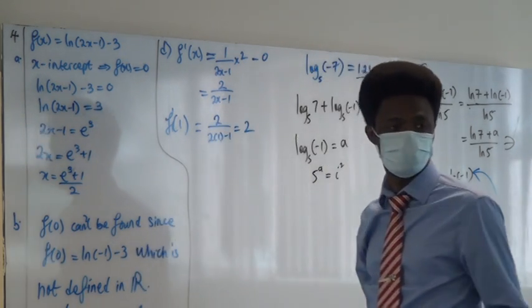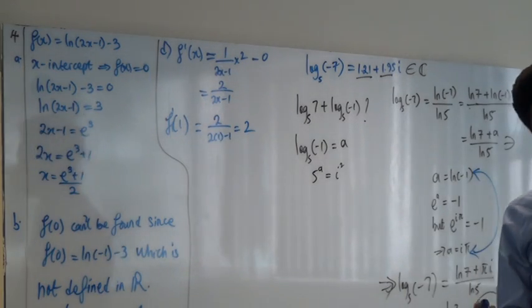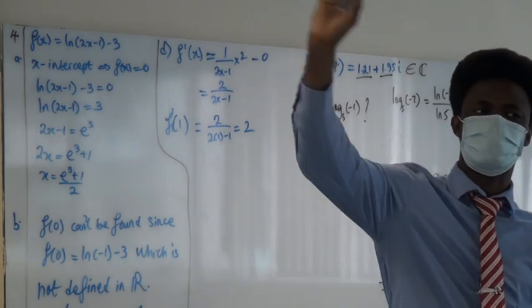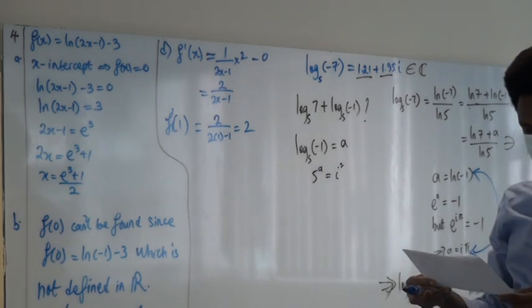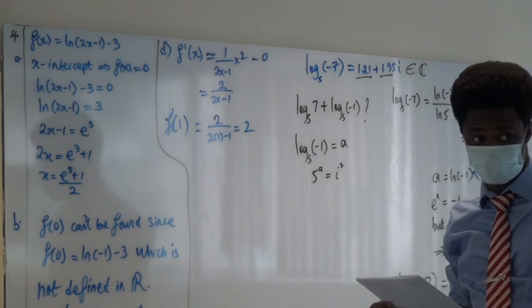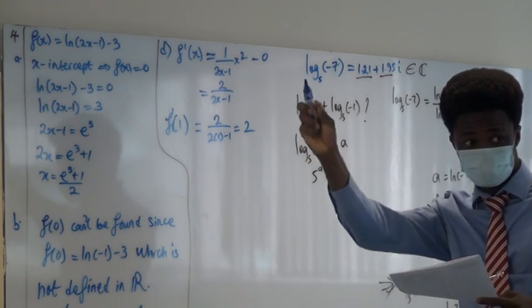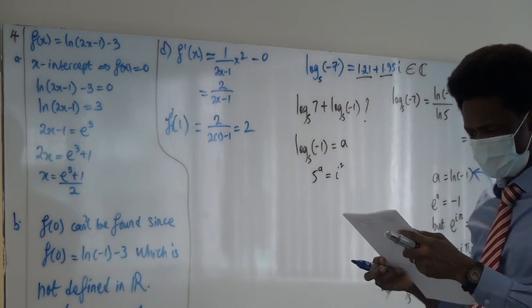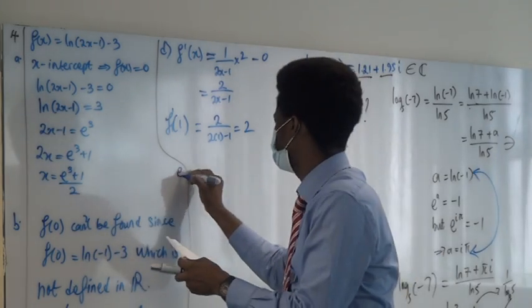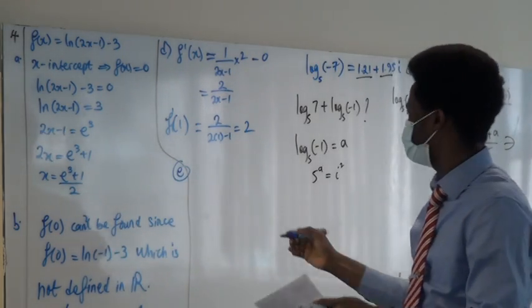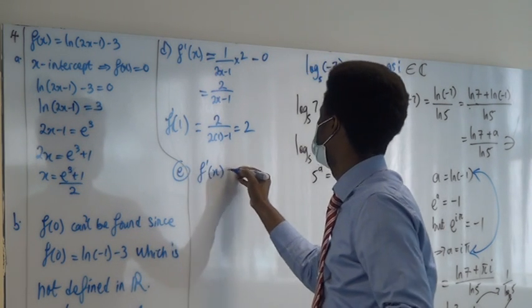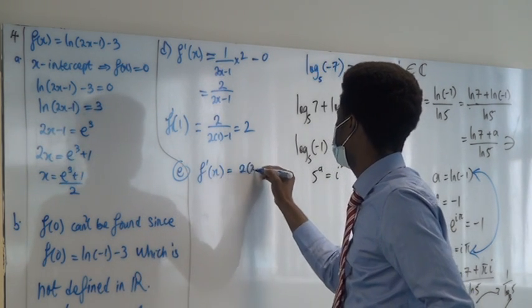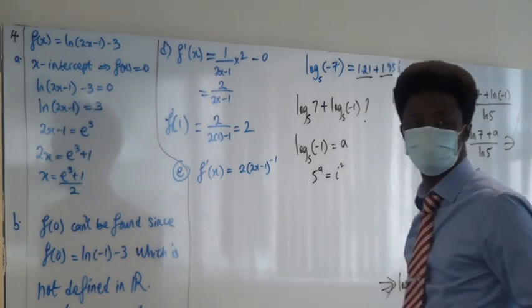That is 2. Agree? So it means that at x is equal to 1, the gradient is positive. So our tangent goes like that. Right? So it's an increasing function, sort of, at that point. Alright. What else do we know? E. Find the second derivative. So from your first derivative, which is 2 times (2x minus 1) to the power of negative 1, right?